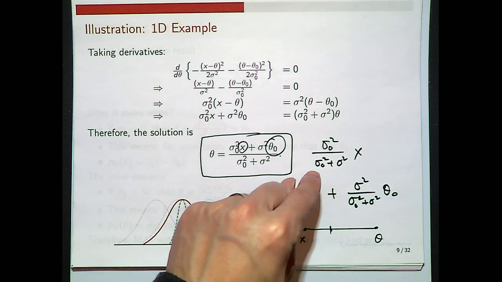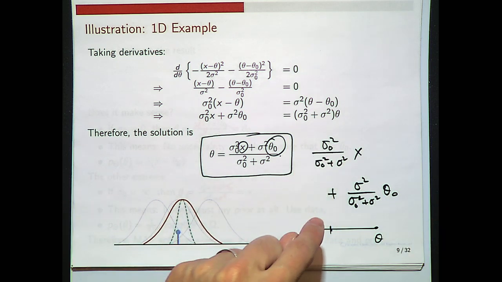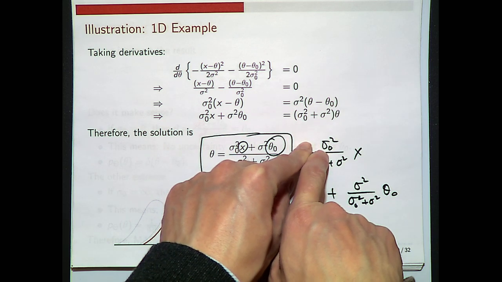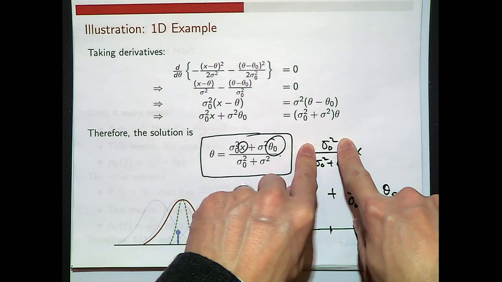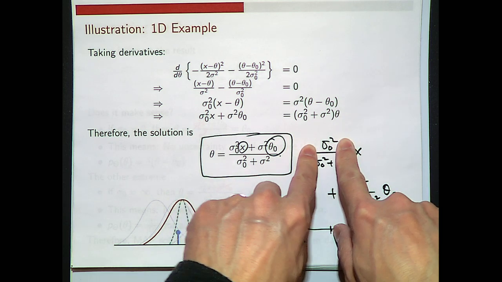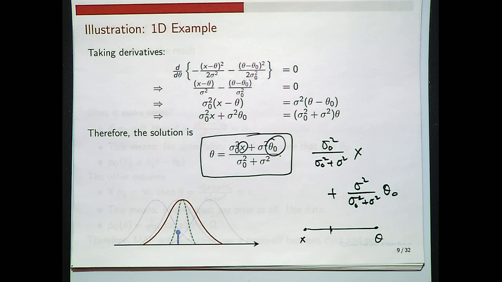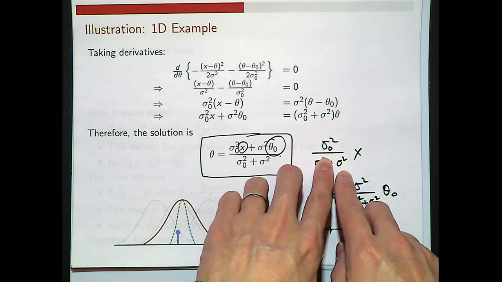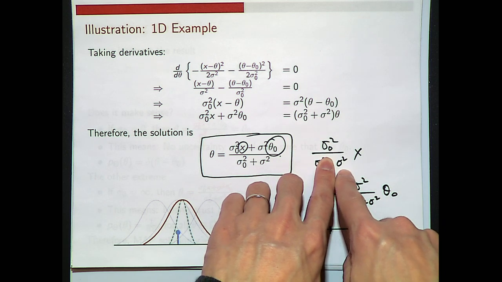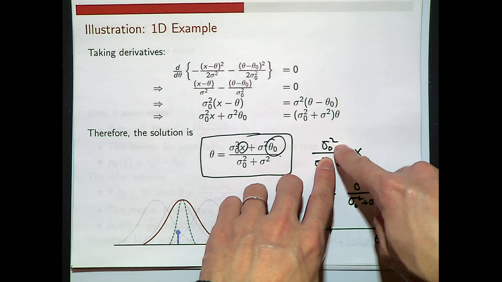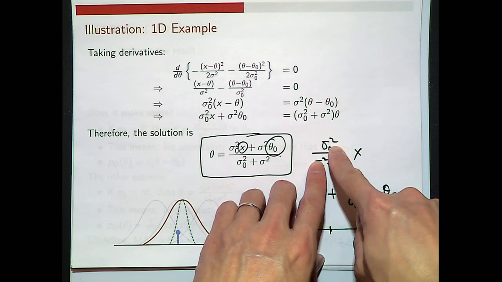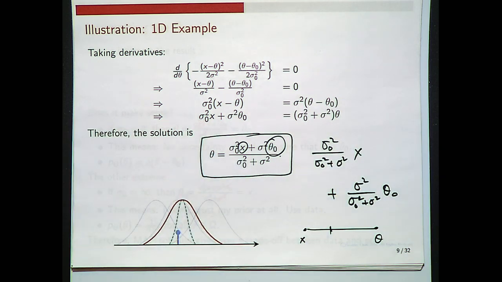Now let's see what the influence is. Well, the influence really depends on which one is stronger, right? So sigma 0 measures the uncertainty of your prior, and sigma measures the uncertainty of your measurement. If the uncertainty of the prior is big, you're not too certain about your prior. You don't trust your prior at all.